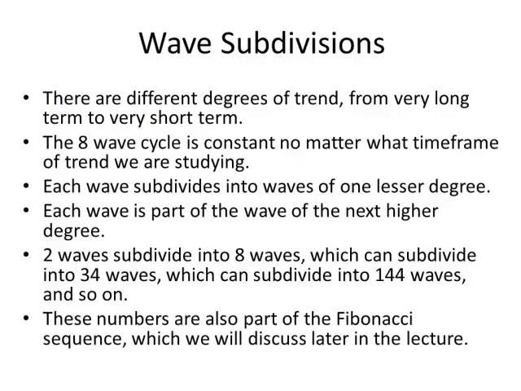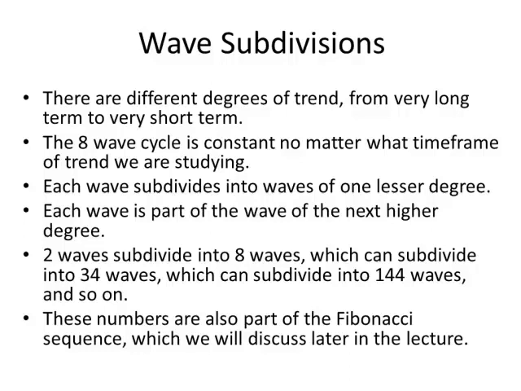The next concept we want to talk about is what is known as wave subdivisions. Now, the wave cycle we're talking about, that is the 8-wave cycle, will exist no matter what time frame we are looking at. So according to Elliott wave theory, we recognize that there are different degrees of trend, from very long term to very short term. So we can have trends that last a few hours, a few days, weeks, months, and even years. So we can have any different length of trend.